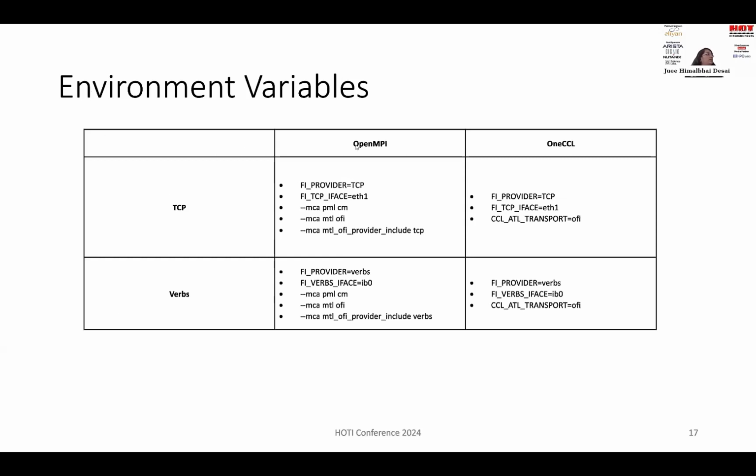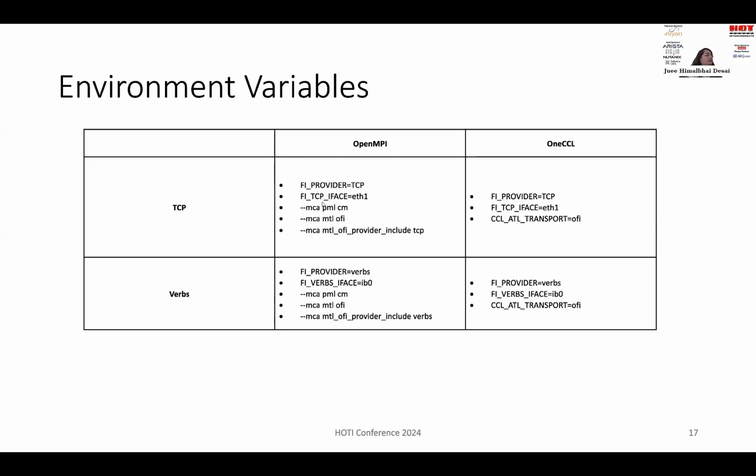So let's see what kind of environment variables we have to set to run our examples, or to enable OpenMPI to use OFI Libfabric providers. So I have two, OpenMPI and oneCCL here. TCP and verbs are the providers that we'd like to show here. For the TCP provider, the first most important environment variable is FI_PROVIDER. Whichever provider you would like to use, you have to set FI_PROVIDER to that one. So for TCP, it will be tcp, and for verbs, it has to be the verbs provider.